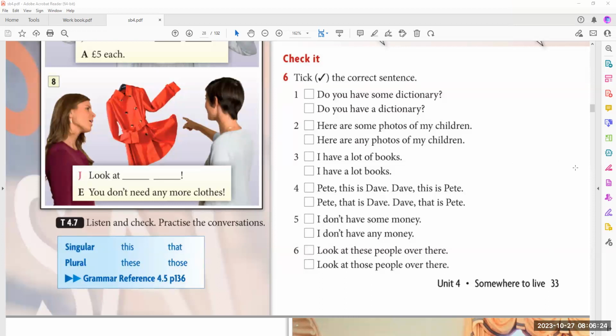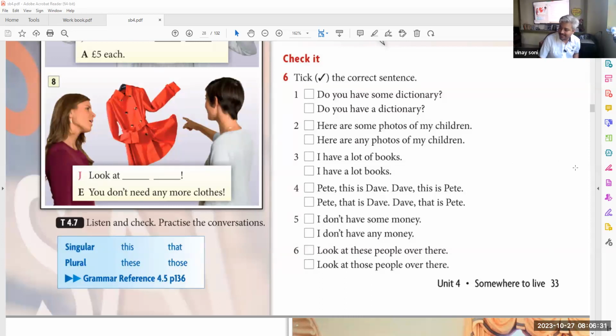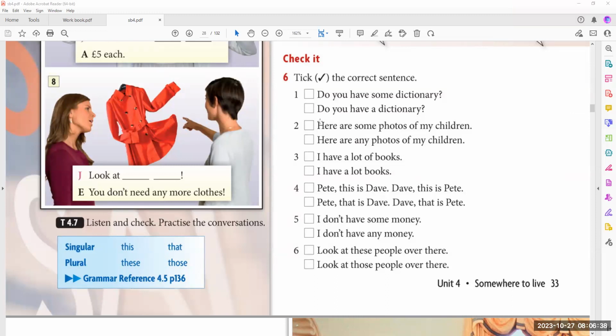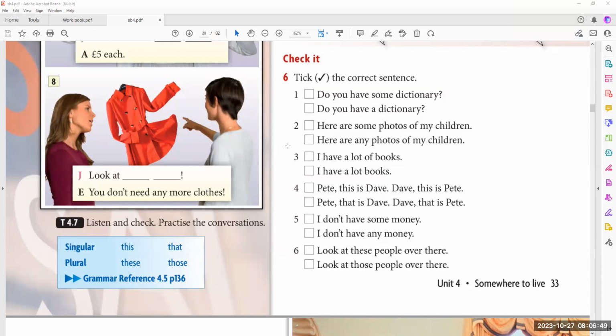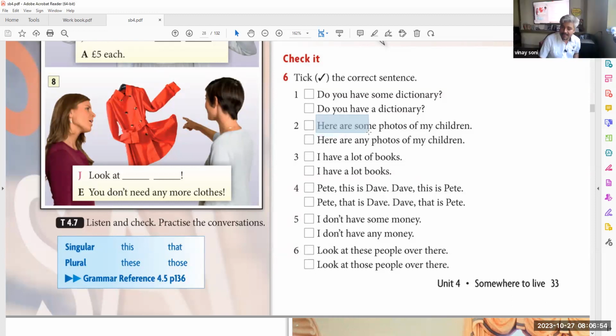Ask people questions like, do you have a dictionary? In Hindi, we say dictionary hai tumhare paas? Dictionary hai? Do you have a dictionary? Okay. 2. The upper one or the lower one? Here are some photos of my children. Here are any photos of my children. Here are some photos of my children. Very good. Here are some photos of my children.